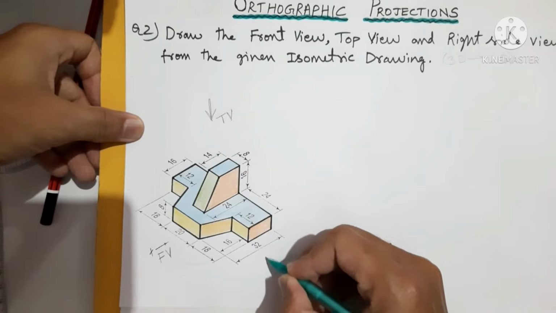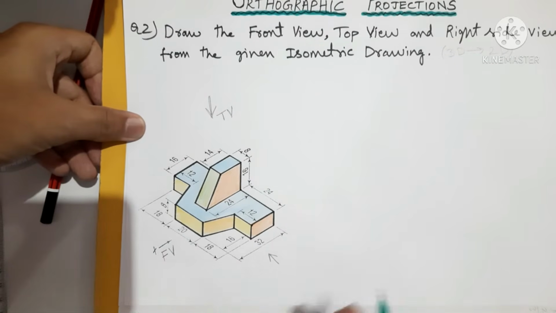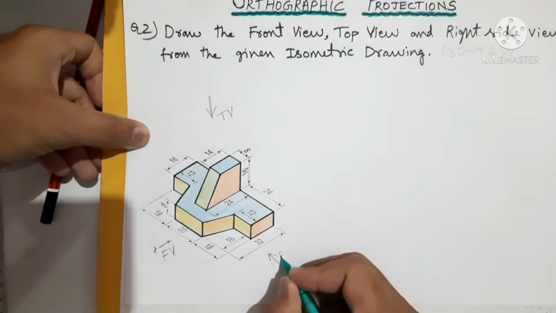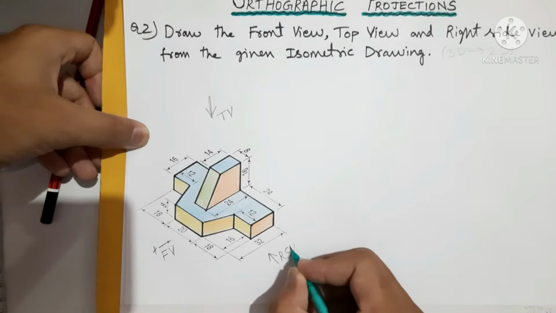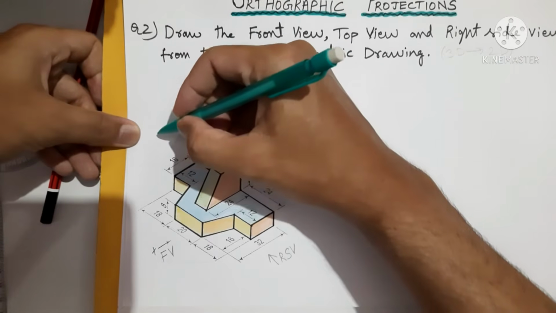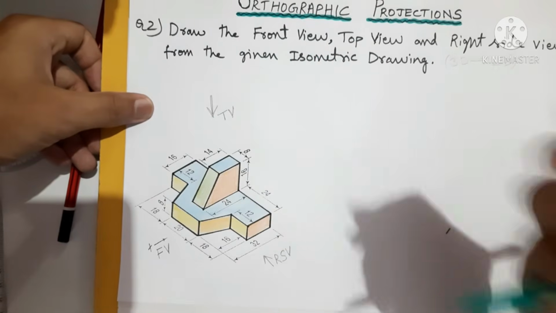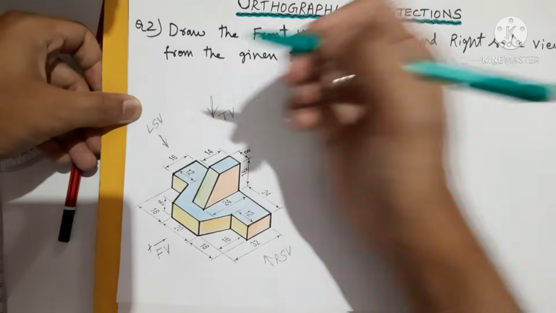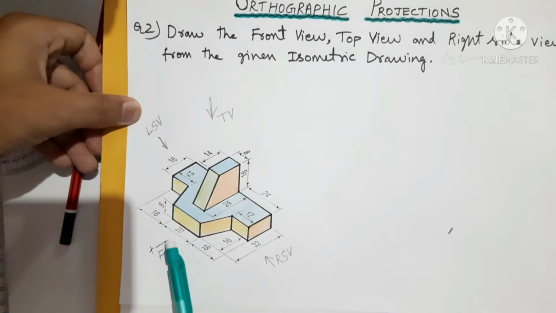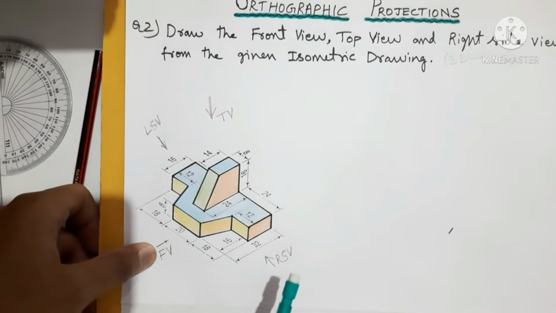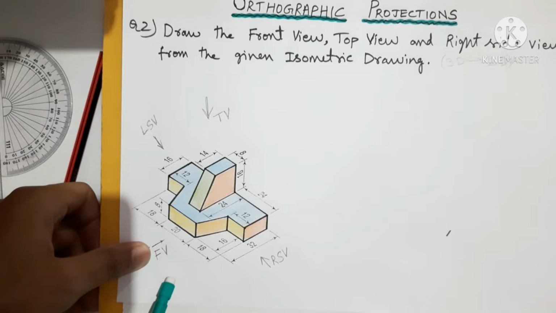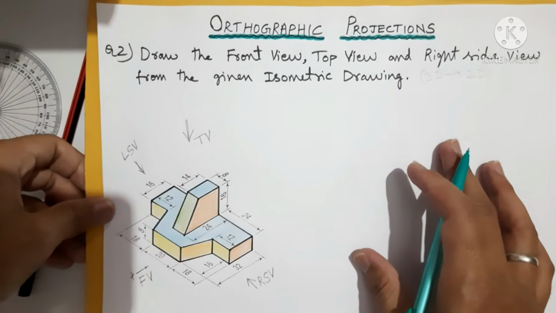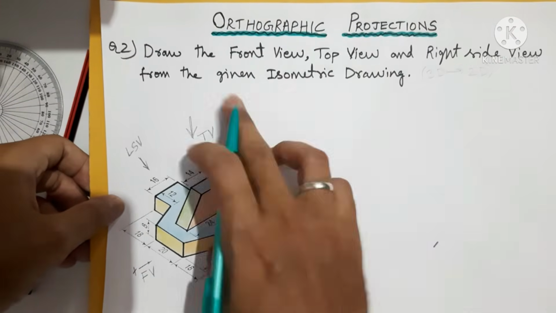Okay, and what is left out? This one. If you see from the front, this side will be the right side of the front view and this side will be the left side of the front view. So from here, this is the right side view, and if you see from here, this is your left side view. Okay, front view: from the front, if you take the starting point, this side is right and this side is left. So front view, right side view, left side view, and this is the top view. In the question, what they are asking is to draw the front view, top view, and right side view from the given isometric drawing.